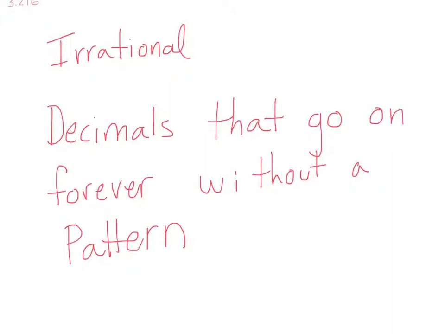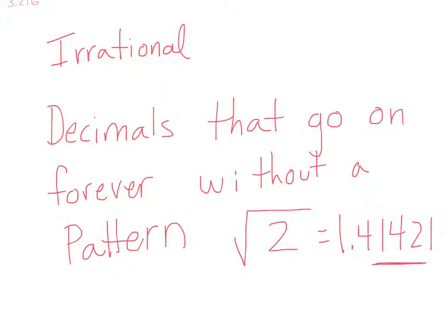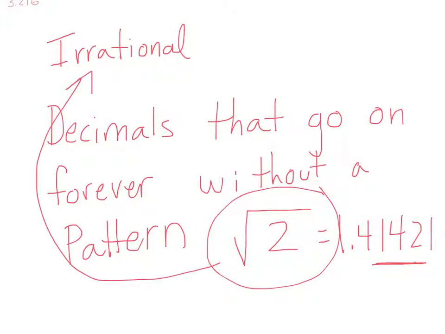And so an example would be if you type in your calculator the square root of 2. So everybody type in your calculator the square root of 2, and you get 1.41421, and it just goes on and on forever. And you can see there's really no pattern here. And so the square root of 2 would be considered irrational. Okay? Now, the square root of most numbers that aren't perfect squares are going to be irrational.